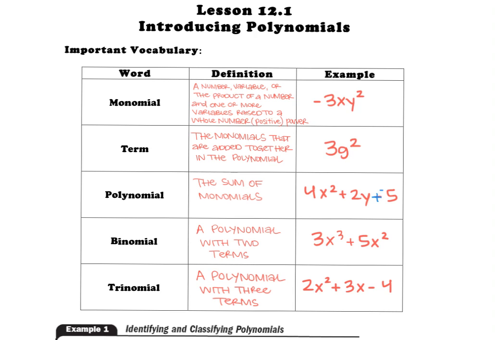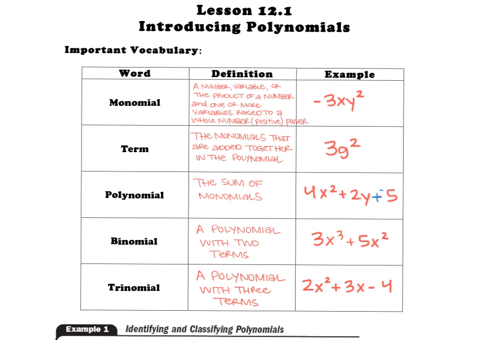Now, we can have a polynomial that has more than 3 terms. If it has 4, 5, 6, 7, 8, or any amount of terms over 3, we just simply call it a polynomial. So a binomial is also a polynomial. It's just a special kind of polynomial. A trinomial is also a polynomial. It's just a special kind of polynomial that only has 3 terms.